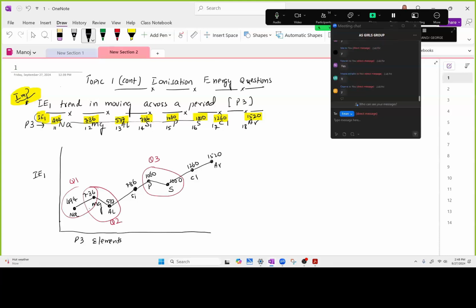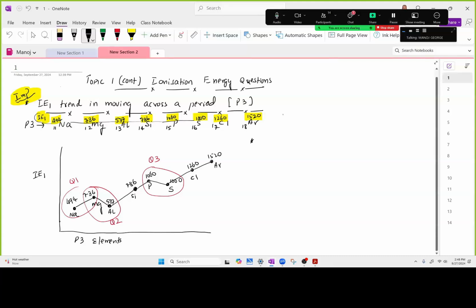Generally, what do you notice? What is happening? Is the ionization increasing or decreasing? IN for increasing, DE for decreasing. What do you think is happening to ionization when we go left to right? Generally, increasing, correct? Generally it is increasing.